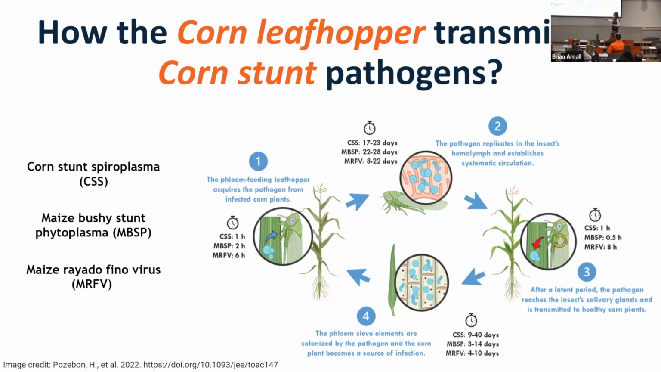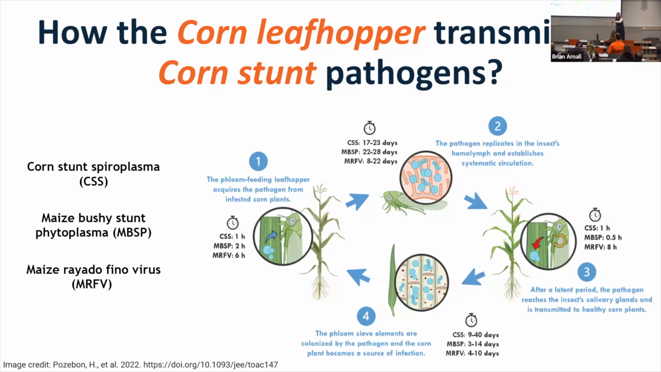We have the corn leaf hopper feeding on the phloem of an infected plant. For acquiring those pathogens from the phloem of an infected plant, the spiroplasma needs 1 hour of feeding, the phytoplasma needs 2 hours, and for acquiring the viruses it needs 6 hours of feeding of that insect on an infected corn plant.